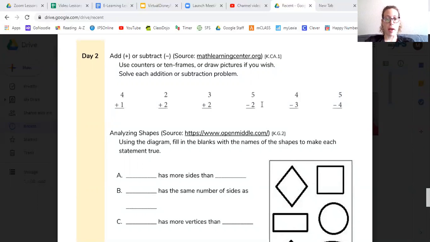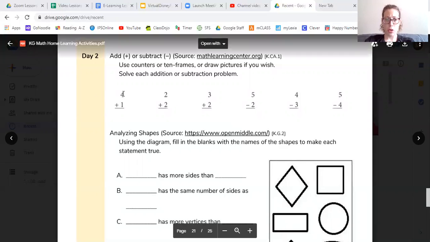So remember, when we do minus, I'm going to put up 5 fingers, and it says 5 minus 2. So I'm going to take away 2 fingers. How many do I have left? 1, 2, 3. So I'll write the 3 underneath the line right here. 4 minus 3 equals something. 5 minus 4 equals something. So you're going to solve those addition and subtraction problems.